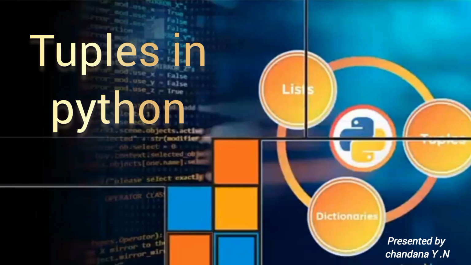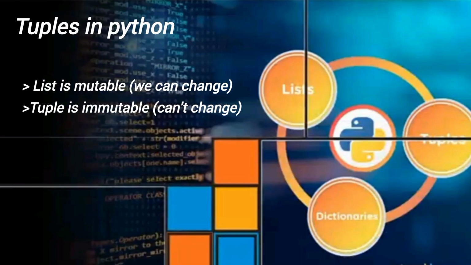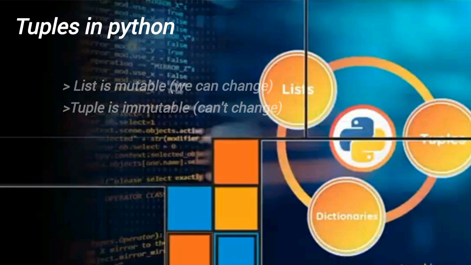So tuple. Tuple is almost the same as list. We can have different types of values in tuples. The difference from list is that we can change values in a list because list is mutable, and tuple is immutable. That means you cannot change the value.